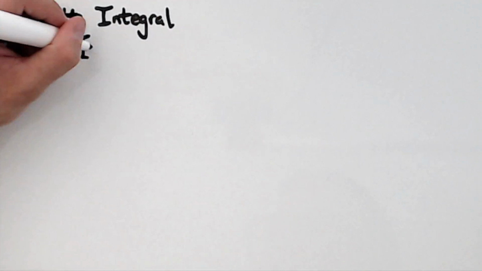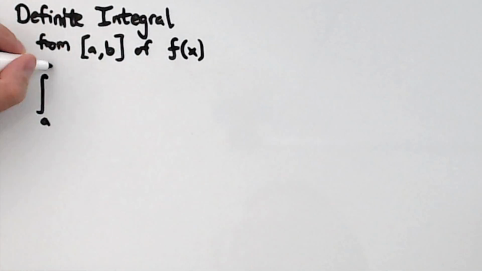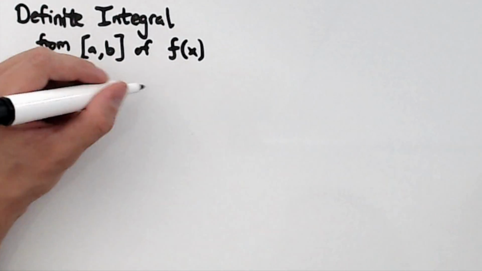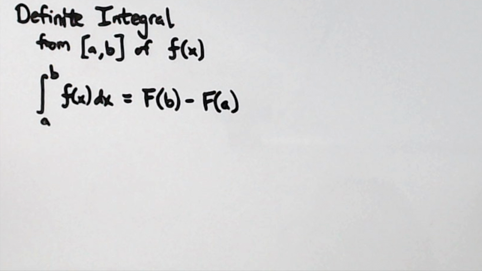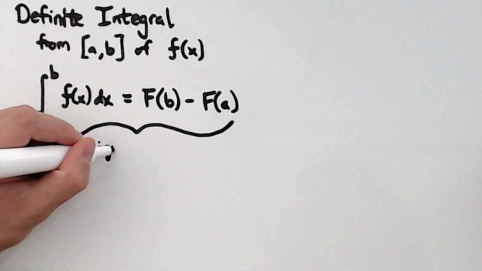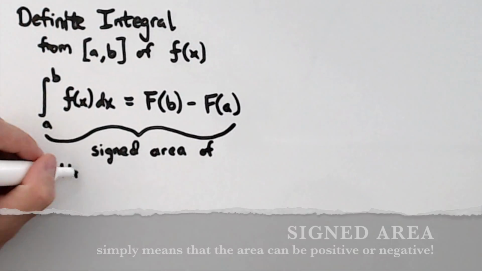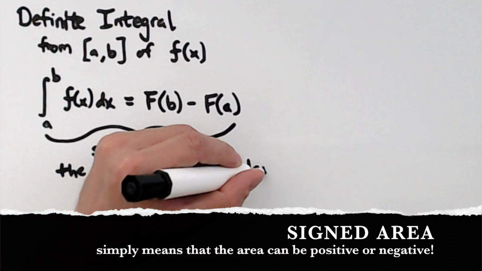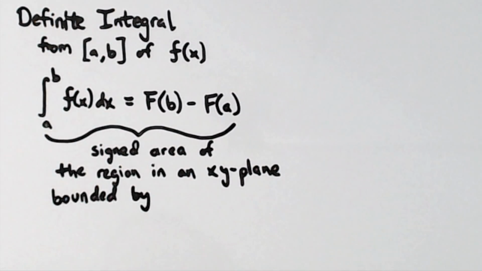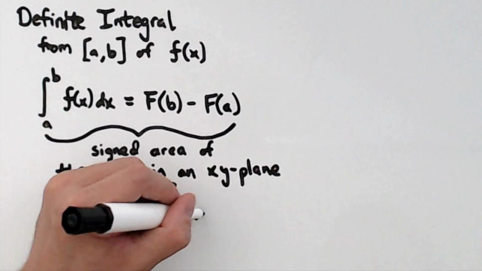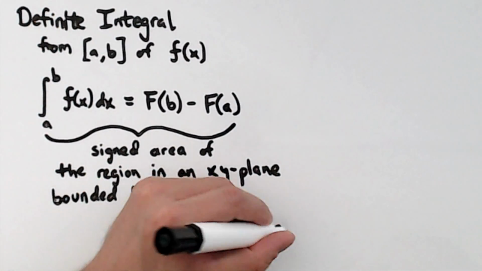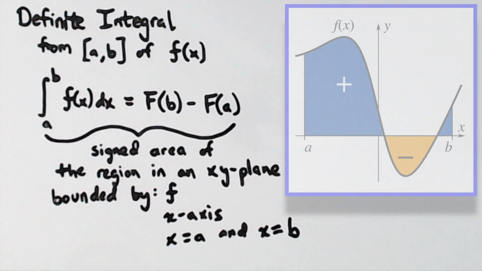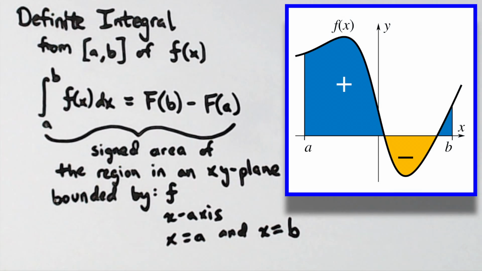These are defined based on a closed interval from a to b on a function f. It is written as such. This definite integral basically represents the signed area of the region in an xy plane bounded by f, the x-axis, and the vertical lines x equals a and x equals b. So if you see in the picture on the right, the definite integral would be the signed area of the positive, shown in blue, plus the negative area, shown in yellow.